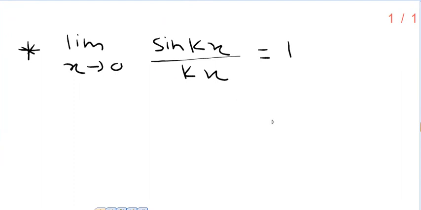See, all the conditions are satisfied. Angle is in radian, angle tends to 0, and angle in the numerator is fully repeated in the denominator. That is why value of the limit is nothing but 1. Similarly, I will not write that. Limit x tends to 0, tan kx upon kx is also 1.